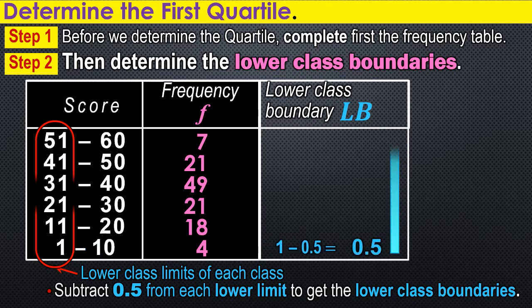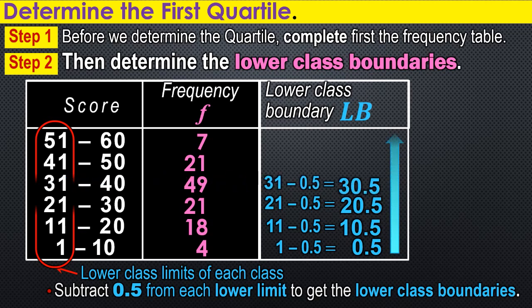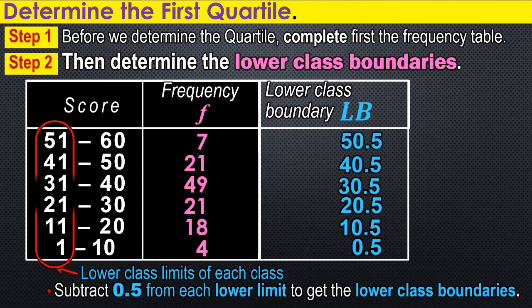So we have 1 minus 0.5 is equal to 0.5. And then next, 11 minus 0.5 will give you 10.5. Then 21 minus 0.5 is equal to 20.5. 31 minus 0.5 is equal to 30.5. And 41 minus 0.5 is equal to 40.5. And 51 minus 0.5 is equal to 50.5. So these are the lower boundaries.